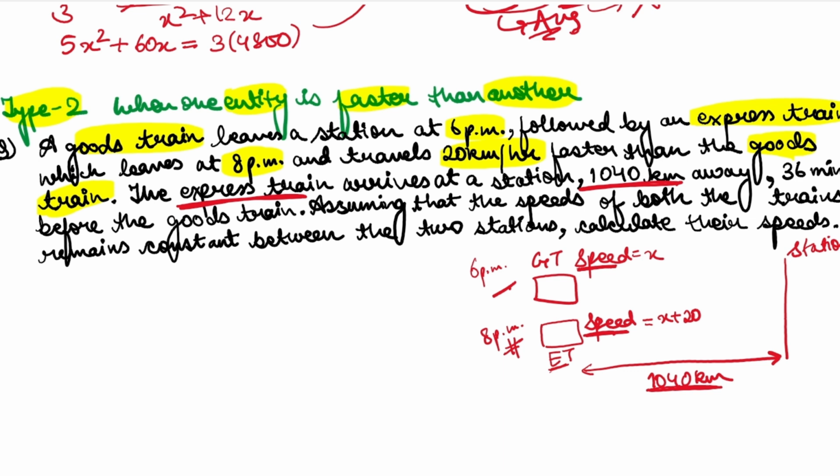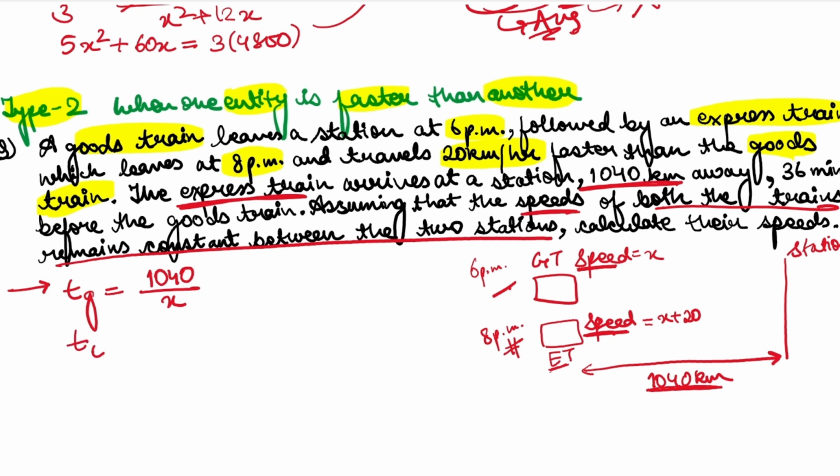Okay, so we will assume that the speeds of both the trains remain constant between the two stations. That means the speed of both is constant. It is not increasing, it is the same every hour. So in that case we need to calculate the speeds. Now as usual, first of all we'll calculate the time taken. The time taken by your goods train becomes equal to, again your distance remains constant for all, so you have 1040 by x. Here x is basically the speed of your goods train.